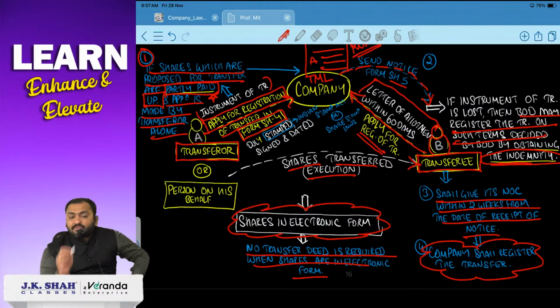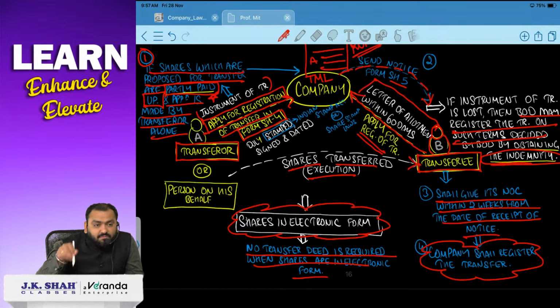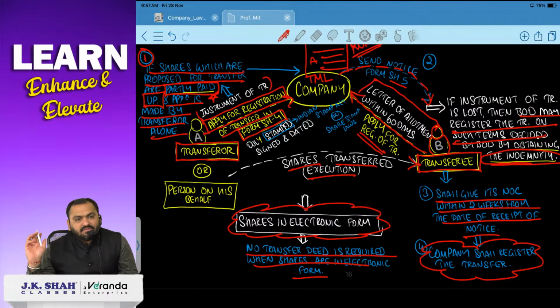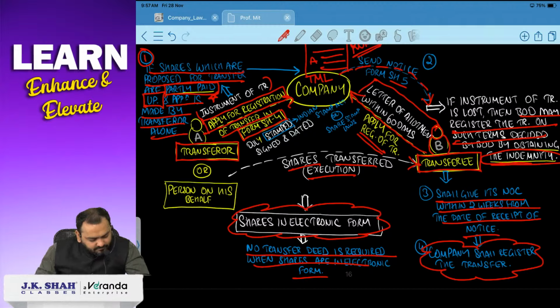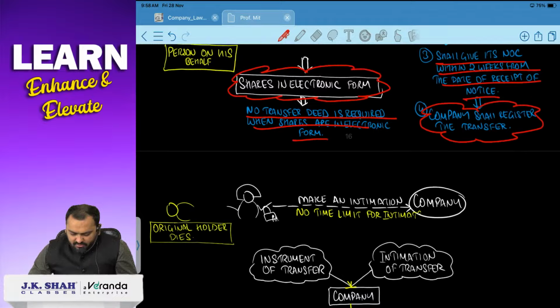What is this? It means the board of directors will make this person sign the indemnity bond. We are transferring as per whatever you are saying, but if in future we come to know that whatever you were saying was not right, you have no right on these shares, and you will be liable to indemnify us for the losses. So they will get that indemnity bond signed by the transferee. Everybody understood what I'm saying? Okay, this was about that.